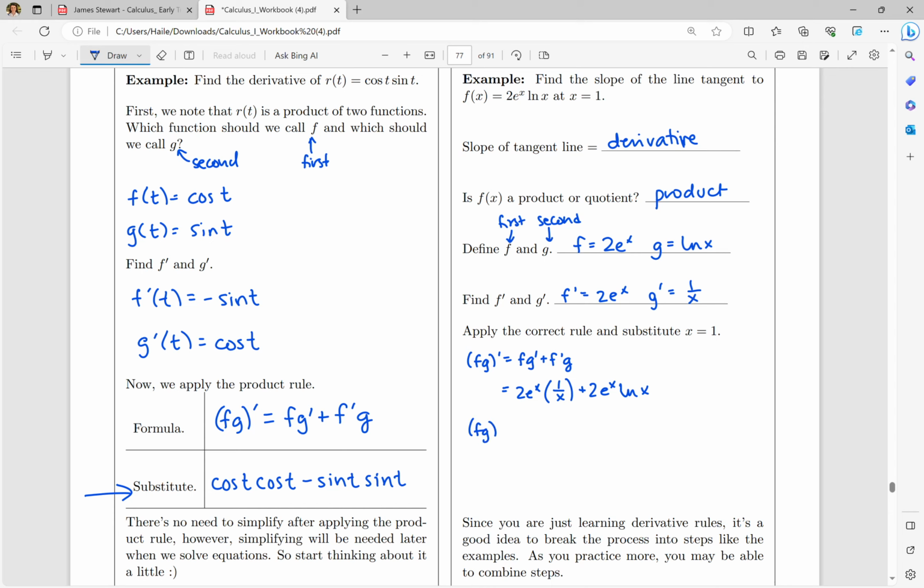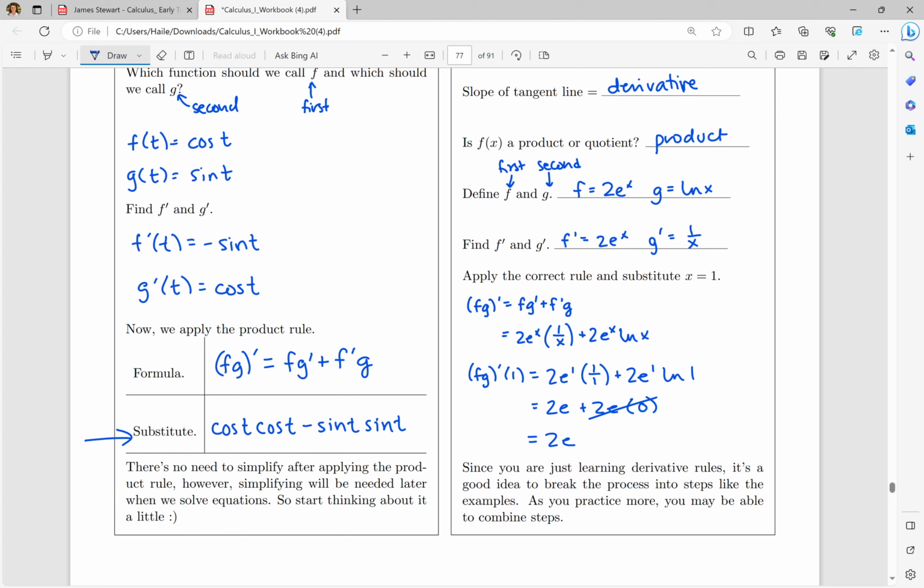So that means I want to plug in 1 everywhere that I see an x. So that's 2e to the 1 times 1 over 1 plus 2e to the 1 times ln of 1. Okay, now comes just some arithmetic. So 2e to the 1 is just 2e, times 1 over 1 is 1, plus 2e times 0. So ln of 1 is equal to 0. And so this term goes away and we're just left with 2e.